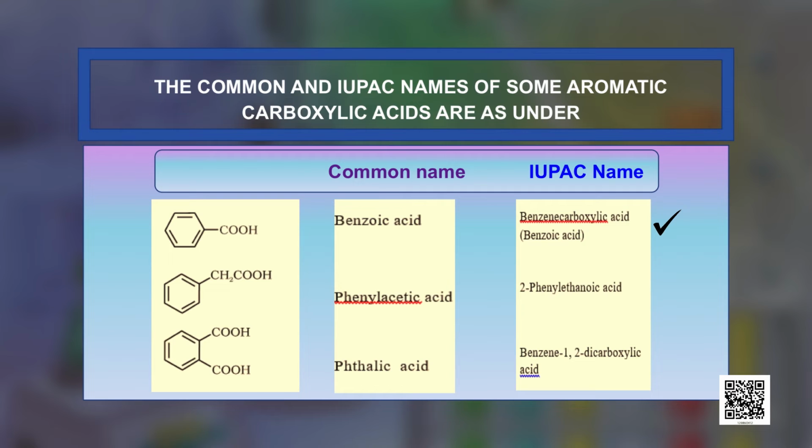And if we talk about the second compound, it is phenyl acetic acid as a common name, and in the IUPAC name we call it phenyl ethanoic acid. And if 2 carboxyl groups are attached to the benzene ring, then it is benzene 1,2 dicarboxylic acid. We indicate the positioning of the carboxyl groups on the benzene ring.